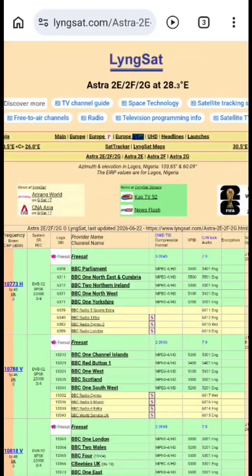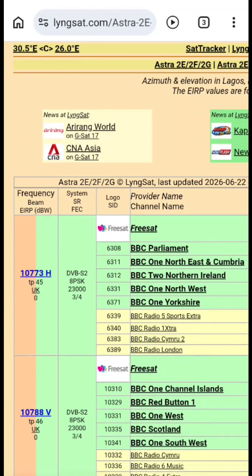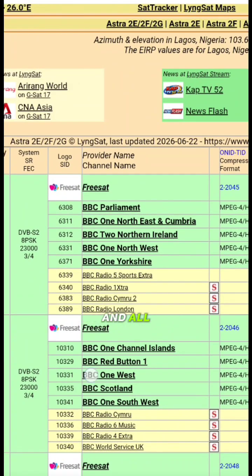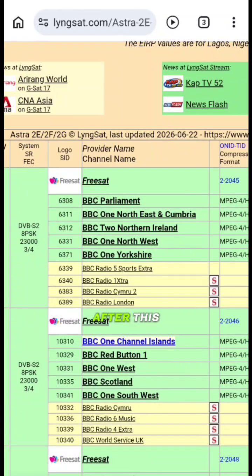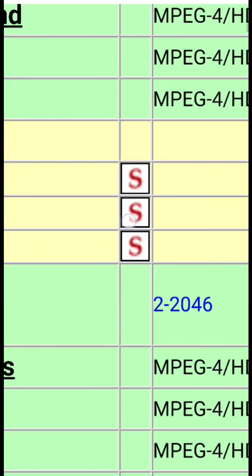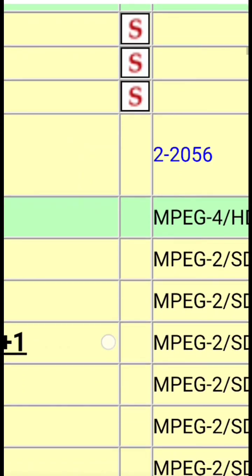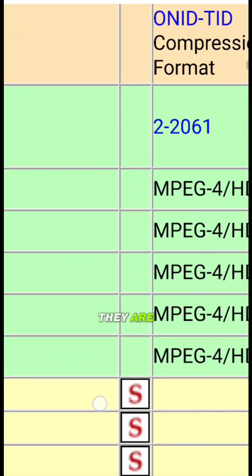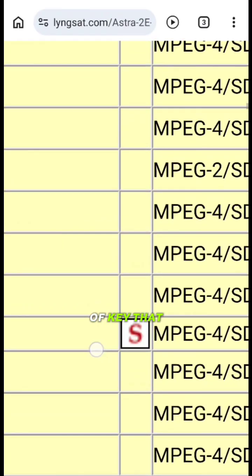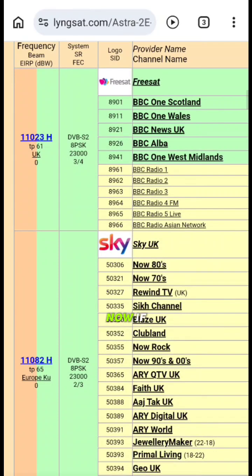Okay, so next, after this, you see this symbol here. All these symbols, you may see as a dollar mark, are telling you the kind of key that they use to lock that signal. Now if you look at frequency 11082H, symbol rate 23,000, which is the Sky package in UK, you see that Sky UK is locked. The encryption there is powerful.